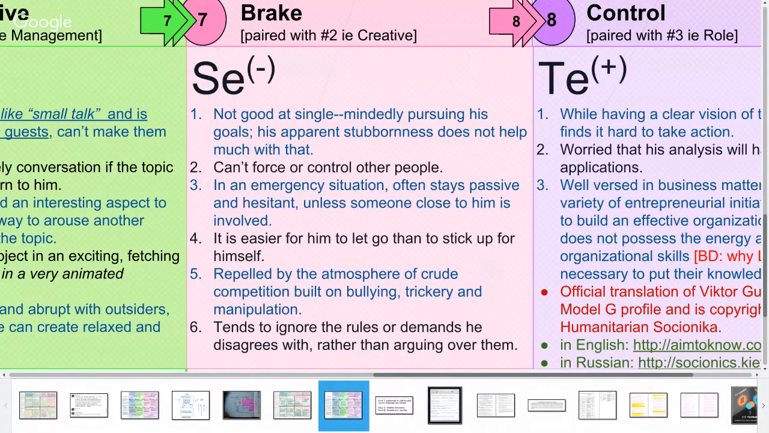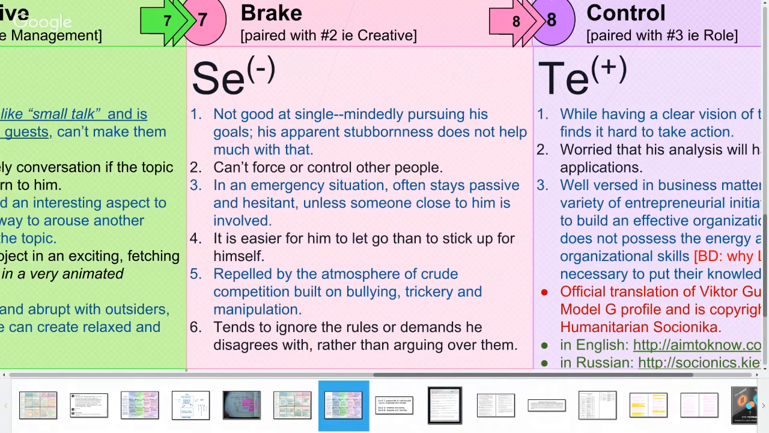In an emergency situation, often stays passive and hesitant unless someone close to him is involved. It is easier for him to let go than to stick up for himself. Repelled by atmosphere of crude competition built on bullying, trickery, and manipulation. Tends to ignore the rules or demands he disagrees with, rather than arguing over them.